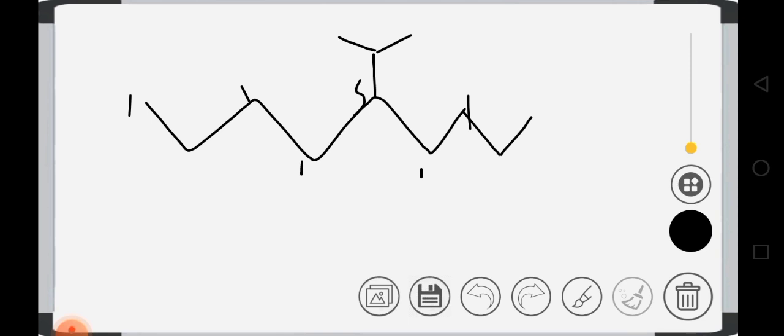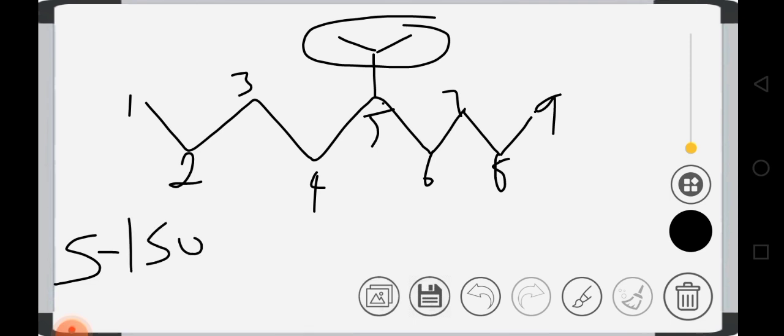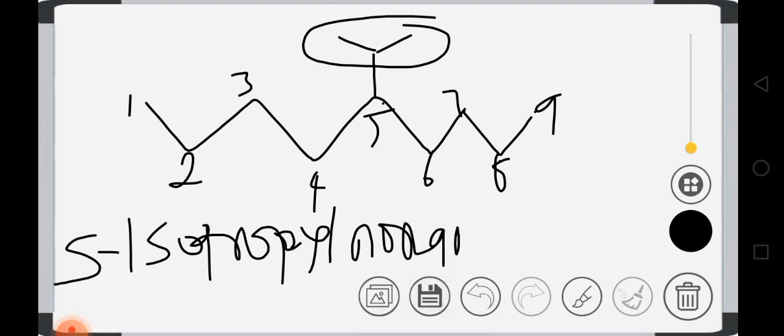So let's count from anywhere we like. We have 1, 2, 3, 4, 5, 6, 7, 8, 9, or 1, 2, 3, 4, 5 is still 5. Count from each end, this will give us 5. And what's the name of this compound? 5-isopropyl. Remember, that is what we call isopropyl. 5-isopropylnonane. Remember, number 9 is nonane. So this is 5-isopropylnonane. I will just stop here because of time. Maybe next time we'll continue.